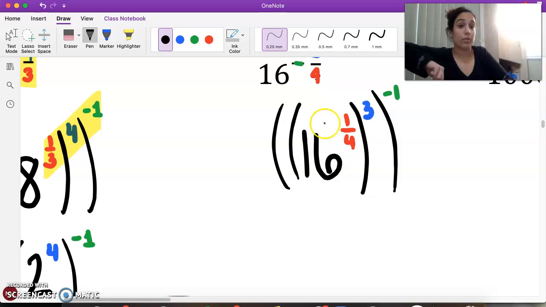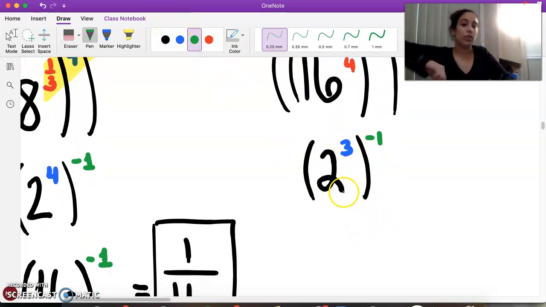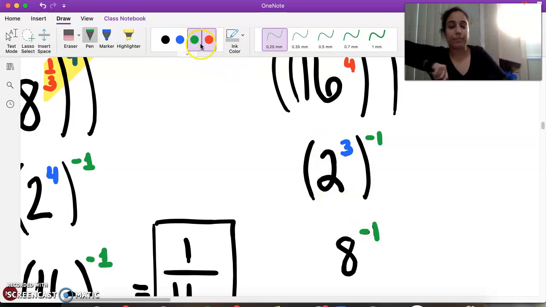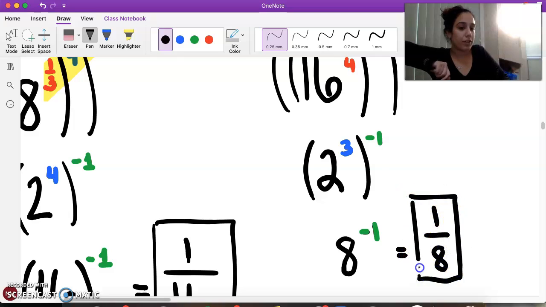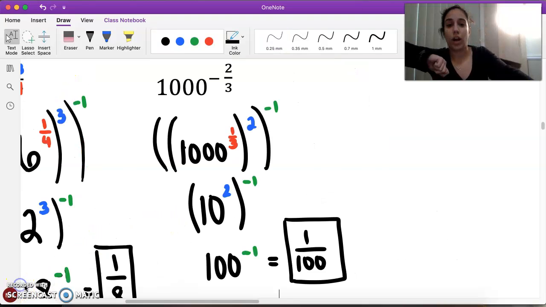4th root of 16 is 2. 2 cubed and to the -1 power. Just bring everything down with you. Then you have 2 cubed. 2 cubed is 8. 8 to the -1 power is 1/8. There's your flip. Last example. Do this one on your own. Here is the solution. You should have gotten 1/100 as your result.